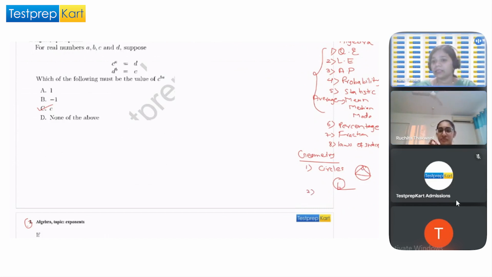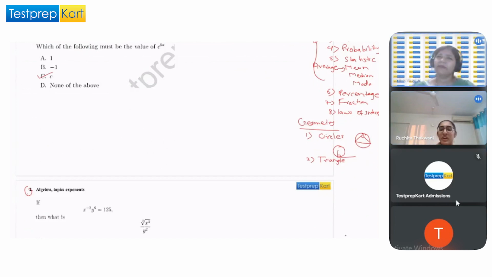Then you have triangles, the properties of triangles, and similarity between two triangles. Have you done that? Yeah, I think I have. We will revise it. Don't worry, we will revise everything. Then mensuration. In that, we will be calculating area and volume. There will be circle, triangle, then tetragon, pyramid. All these shapes will come in mensuration.